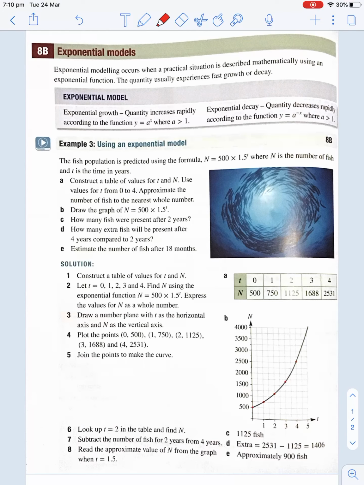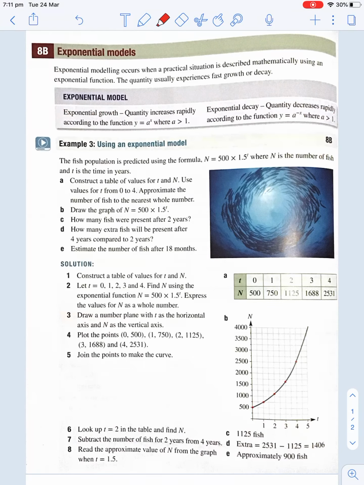We're moving on to exercise 8b today, which deals with worded problems involving exponential models. The two models you need to be aware of are exponential growth, where you use the equation y equals a to the power of x, where a is some number bigger than 1, and exponential decay, where you're using this equation here, the negative version of x, but a is still some number larger than 1.